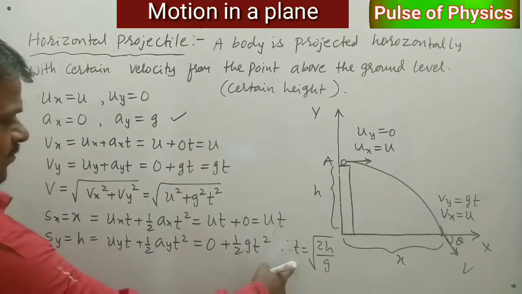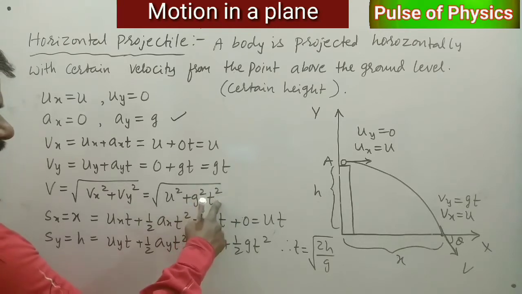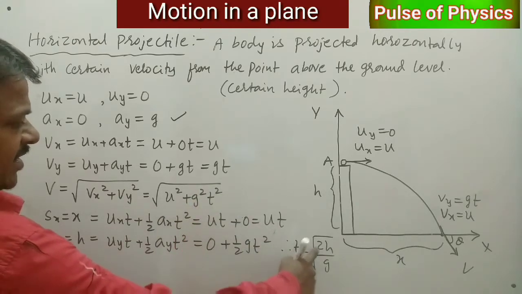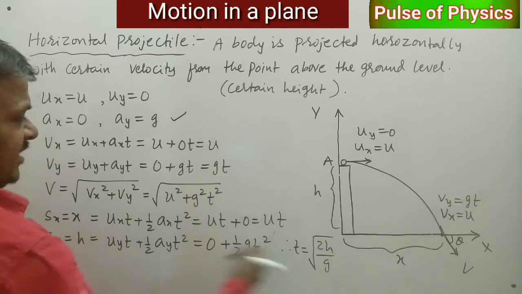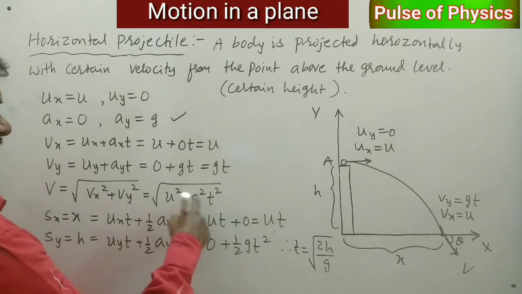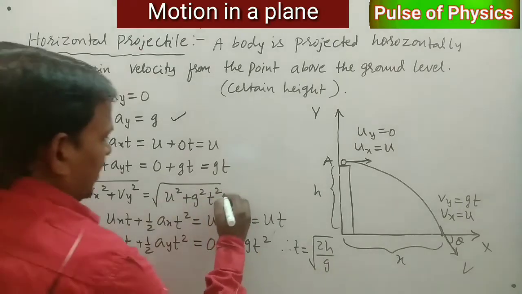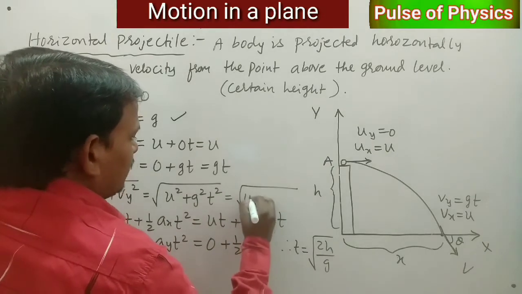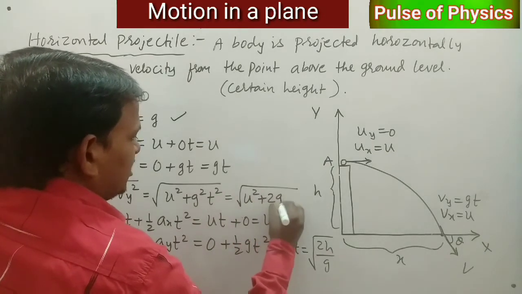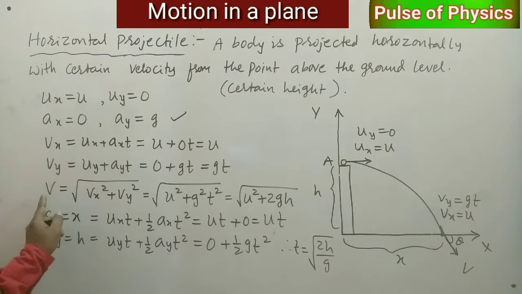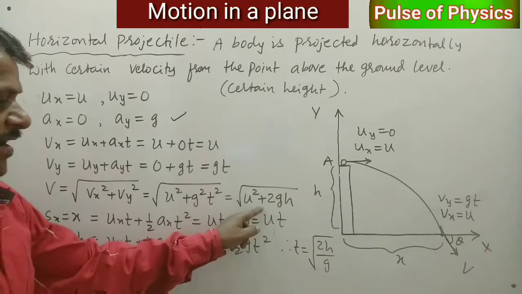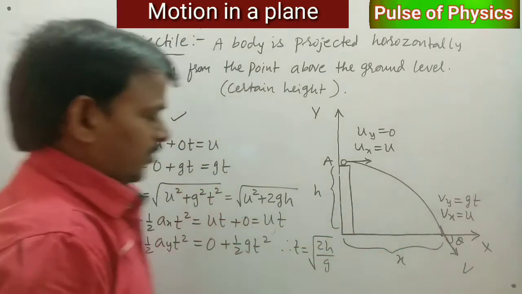Now I substitute this value here, t square becomes 2h by g. So here g gets cancelled, we get root of u square plus 2gh. This is velocity of the body when it reaches the ground.